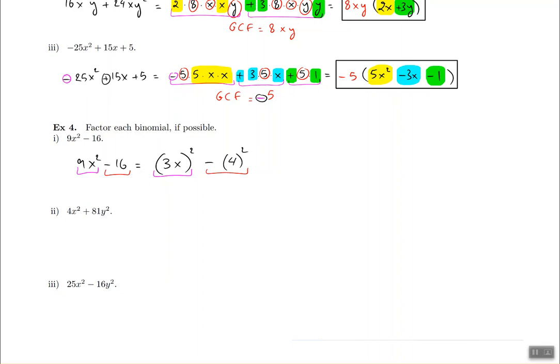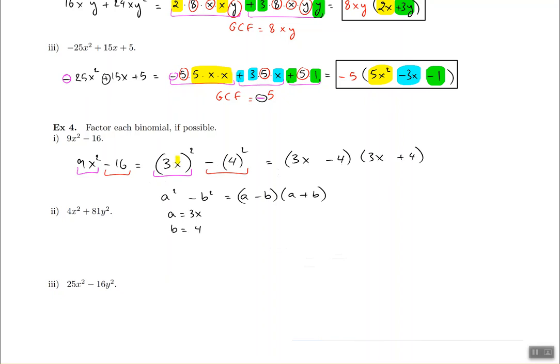So I'm noticing that there's one term raised to the power of 2 minus a second term raised to the power of 2. What does that mean? That means that I can use the difference of squares formula. The formula says if you have a squared minus b squared, then it's going to be a minus b multiplied by a plus b. In my case, the a is actually 3x, and the b is going to be 4. So all I have to do is write down 3x minus 4, and then 3x plus 4, and I'm basically done with the problem.